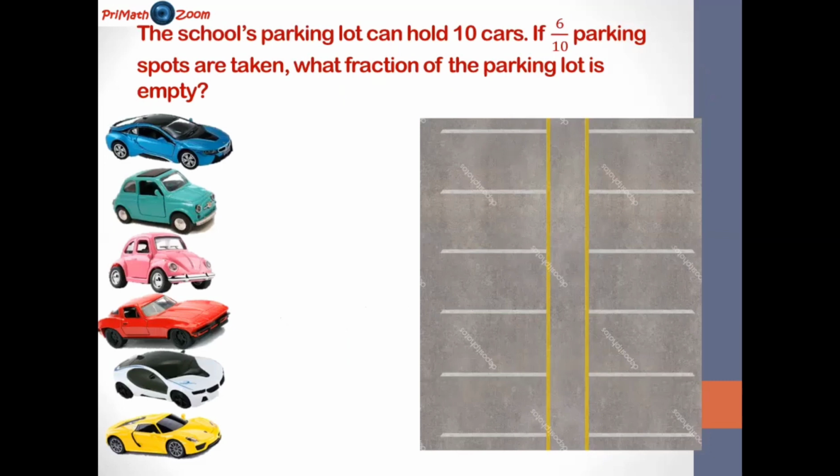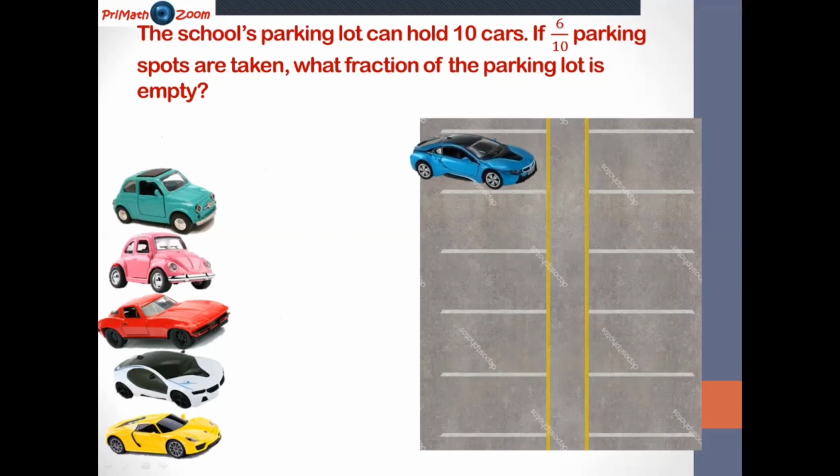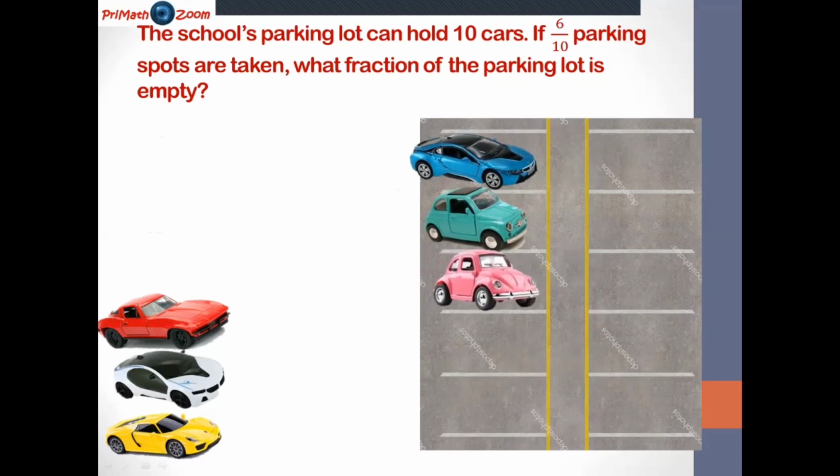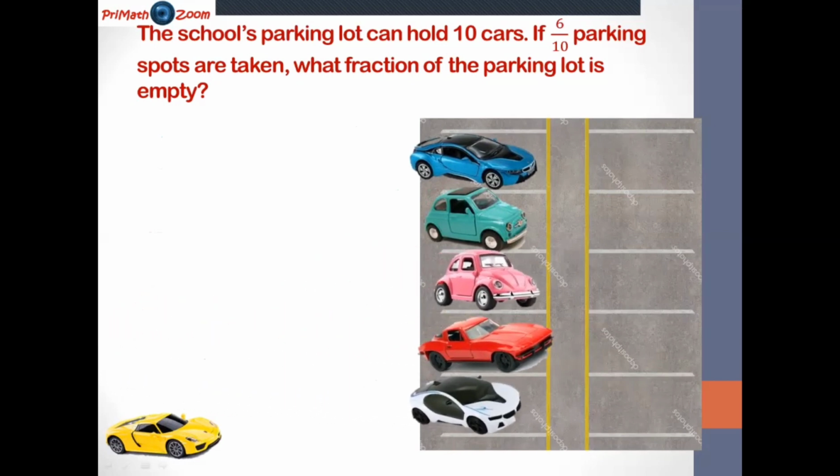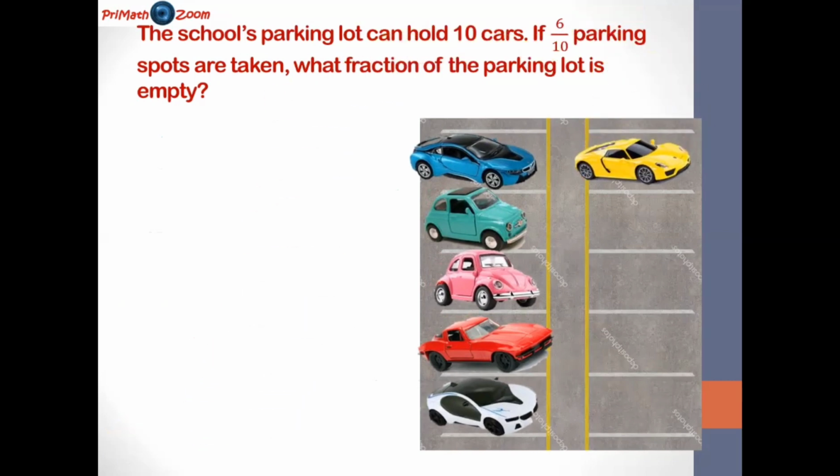The school's parking lot can hold 10 cars. If 6/10 parking spots are taken, what fraction of the parking lot is empty? First, let us count the parking lots. 1, 2, 3, 4, 5, 6, 7, 8, 9, 10. Right, so 10 parking lots. And our cars here will be parked in 6 of the parking spots. So there. Right, so 6 of our cars, let's check. 1, 2, 3, 4, 5, 6. 6 of our cars are parked in 6 of the 10 parking spots.